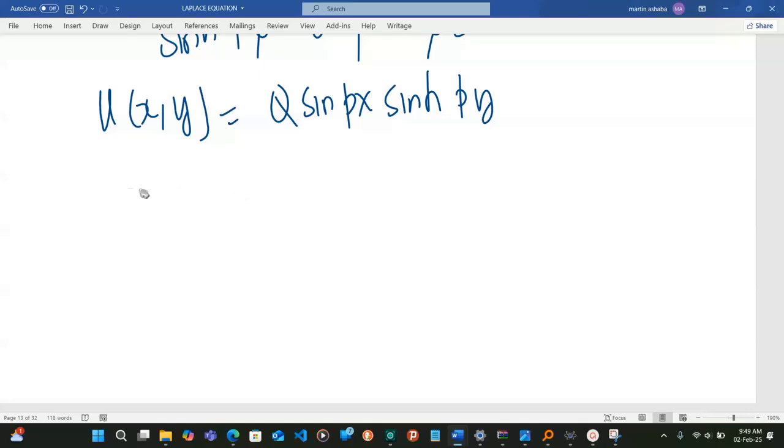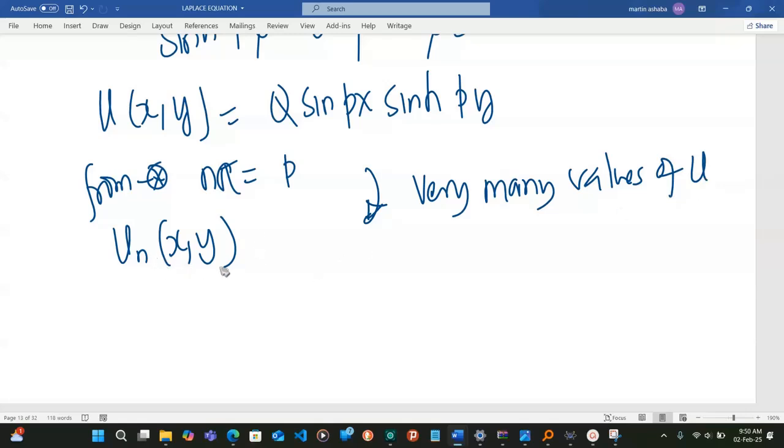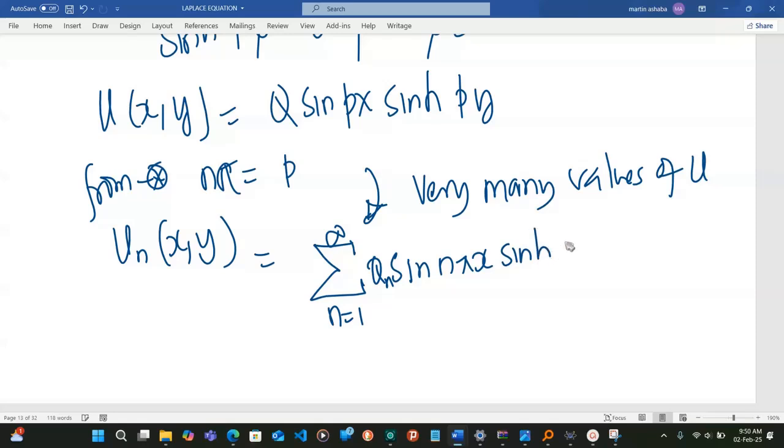So if we now put in n from equation star, n pi is equal to p. So we shall just substitute, and since we are going to be having very many values of u, we shall have u of x, y is equal to the sum from n equal to 1 up to infinity of 2n sine n pi x, then hyperbolic sine n pi y.